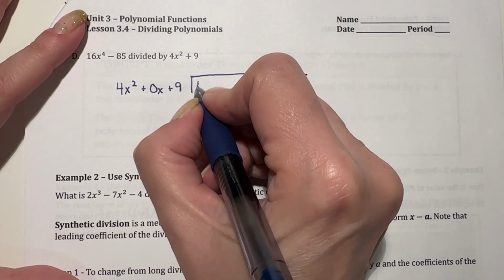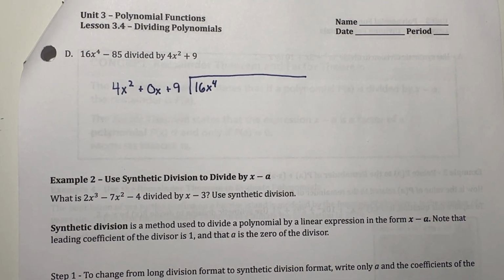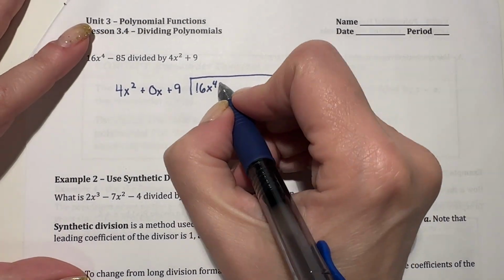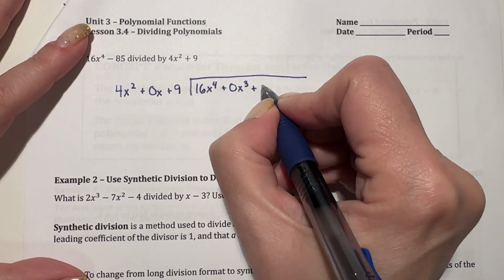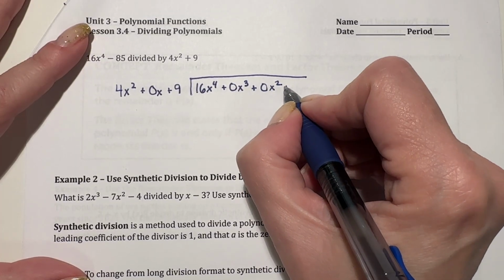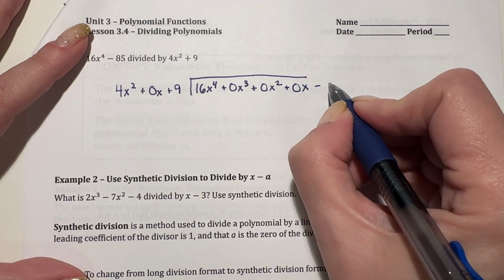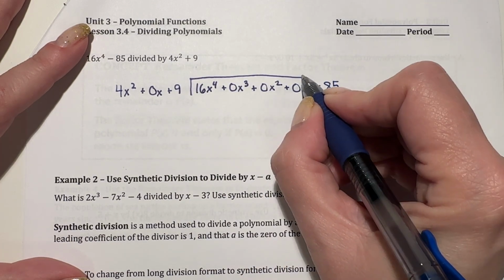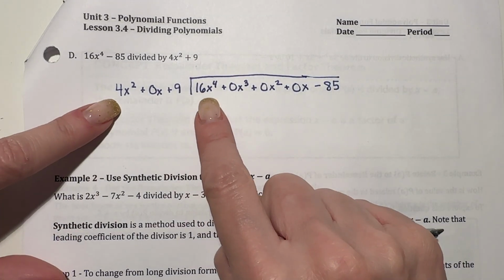So I have a 16x to the fourth, and then there's no x to the third, so I'm going to put a 0. There's no x squared, so I'm going to put a 0. There's no x to the first, so I'm going to put a 0. And then I've got my constant. Now I know you're saying, why do I need to put all these placeholders in? It's to help you, okay? Now let's get this to match.